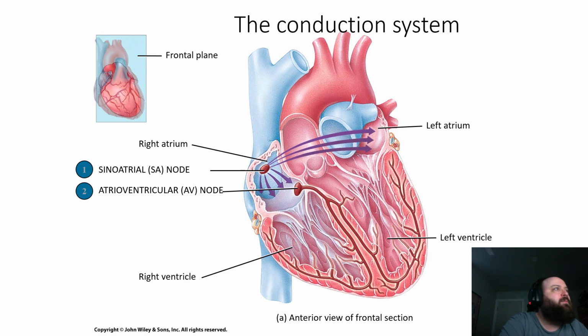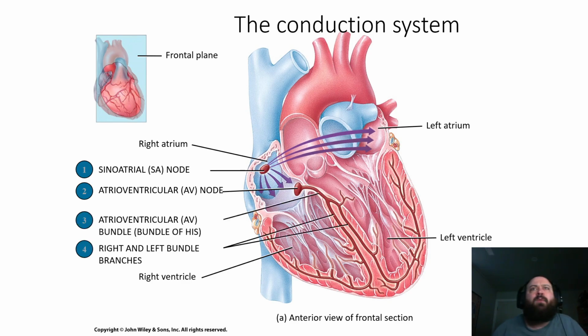Number 4, we get our right and left bundle branches. So you see the bundle of His at the top of the interventricular septum breaks off into left and right bundle branches. And that's starting now to bring action potentials into the ventricles. And so now the ventricles will start, presumably, to contract.